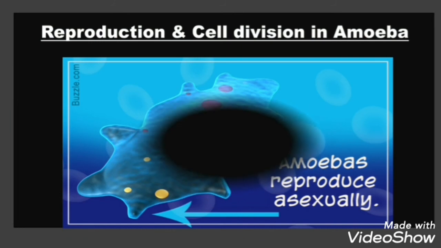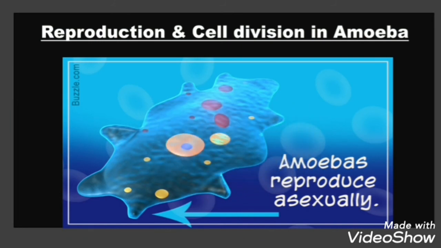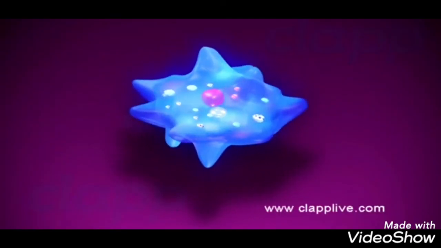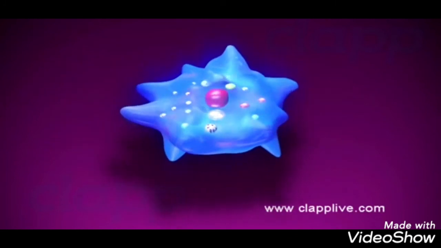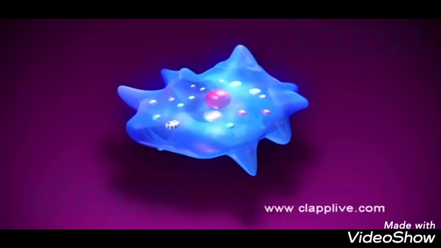Reproduction and cell division in amoeba. Amoeba reproduces asexually by binary fission. Binary fission is a type of asexual reproduction in which the fully grown parent cell splits into two halves, producing two new daughter cells. At the time of binary fission, the amoeba withdraws pseudopodia and becomes spherical in shape.